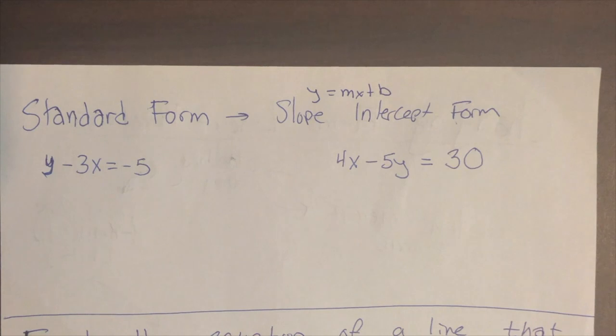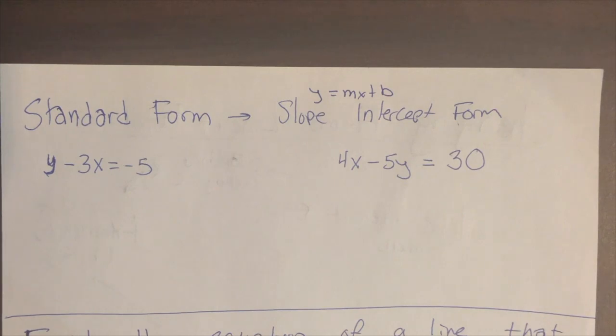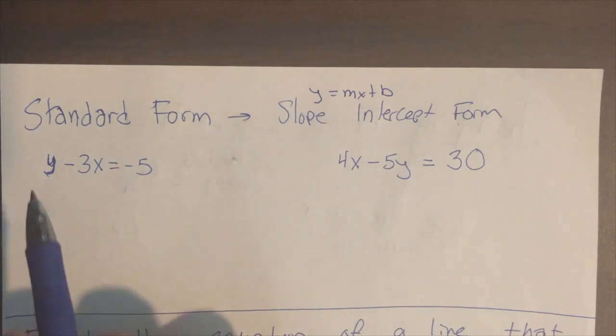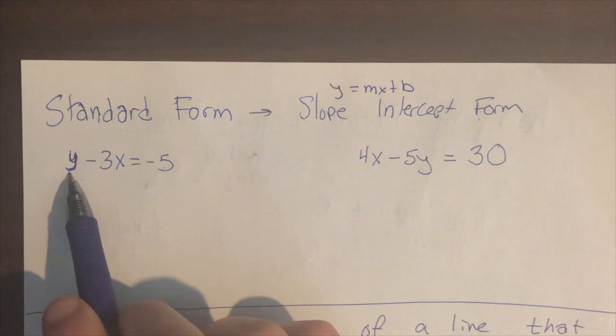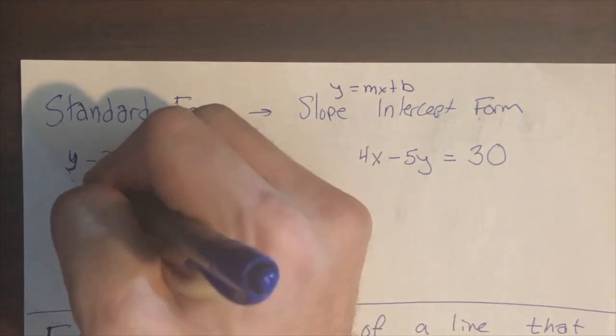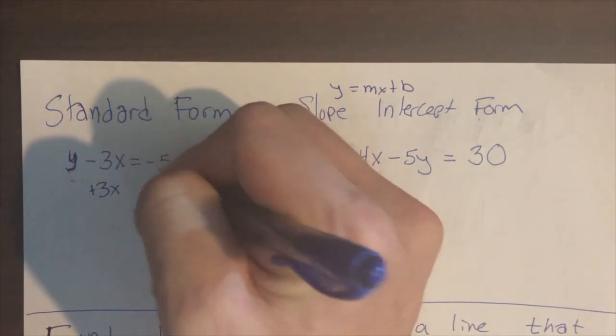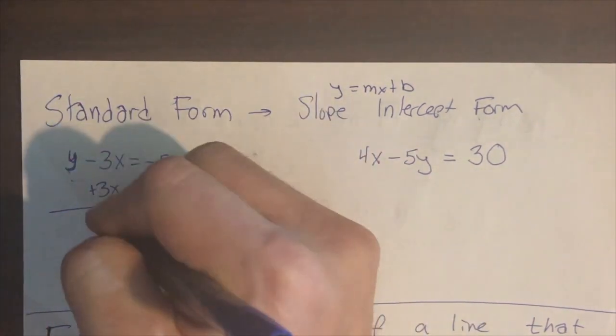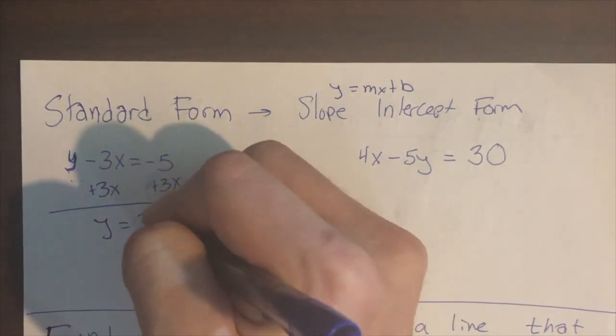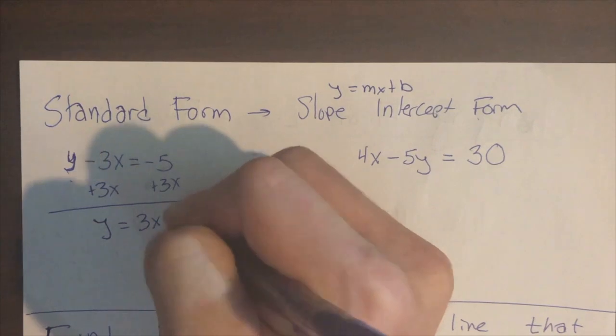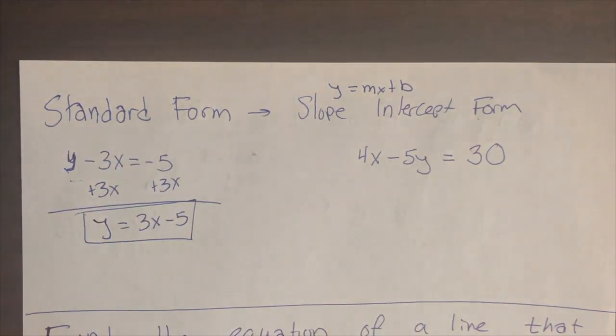I believe this should require no more than 2 steps. One to get the x on the other side, one to eliminate anything in front of y. So let's start over here. Here I've got y minus 3x equals negative 5. So what I do is I add 3x, I get y equals, remember, please put your x's first. That's really, really important, okay?